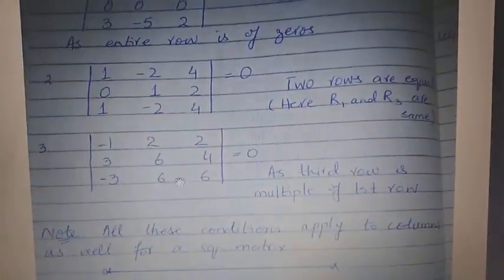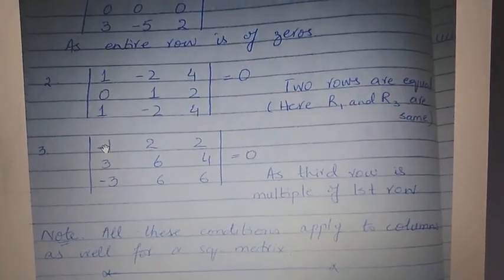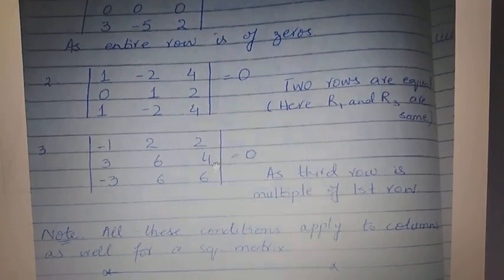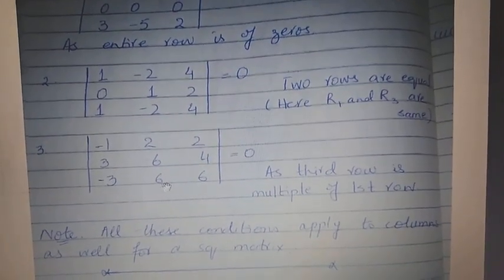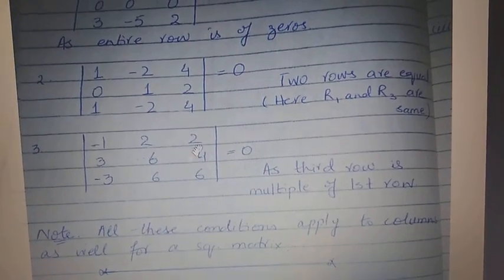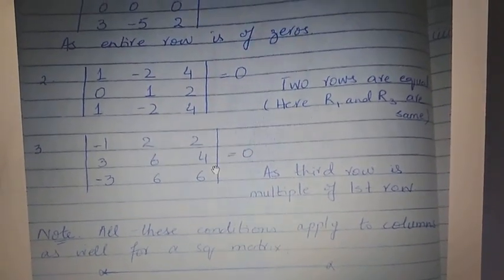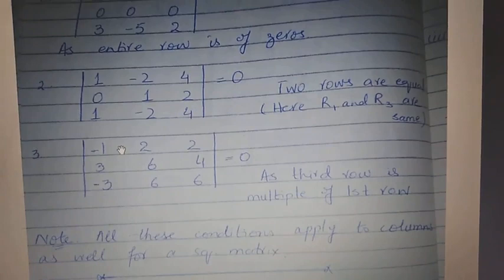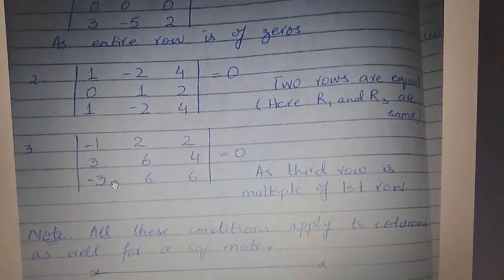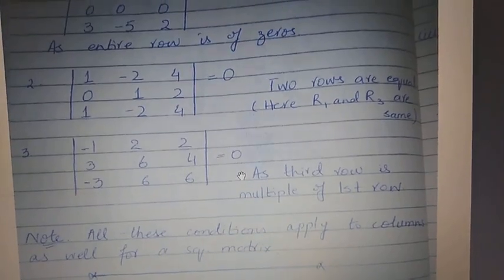There is a third case as well. Now see this determinant. The entries are minus 1, 2, 2, then 3, 6, 4, then minus 3, 6, 6. The determinant for this is equal to 0. And here the reason is that the first row is actually a multiple of the third row. That is the reason the determinant is equal to 0.